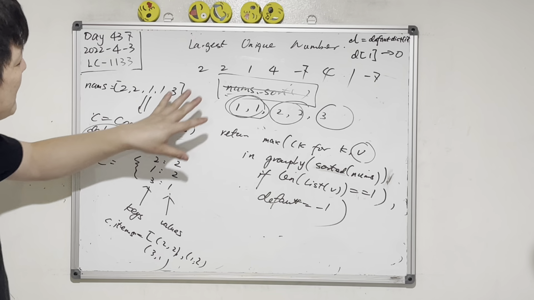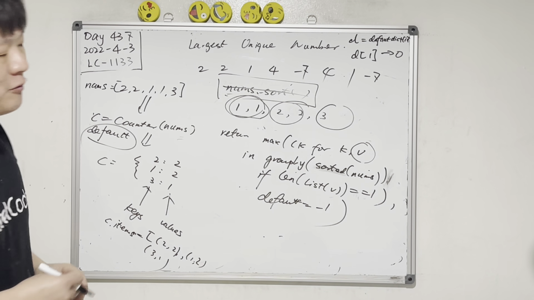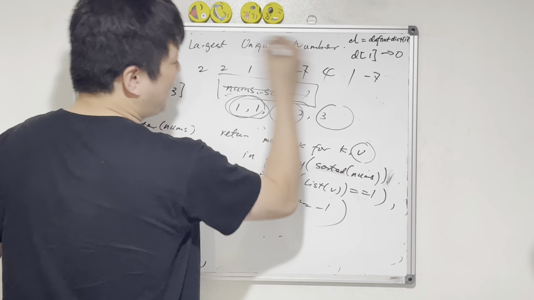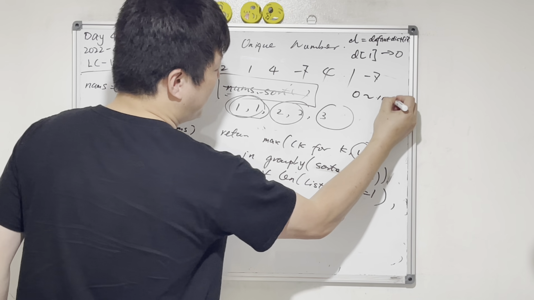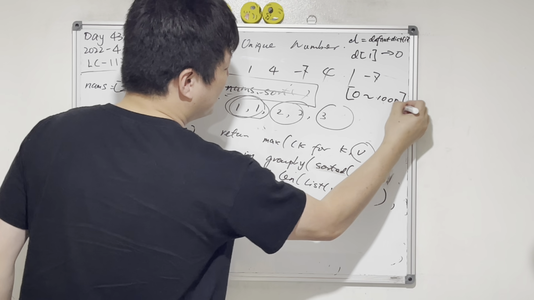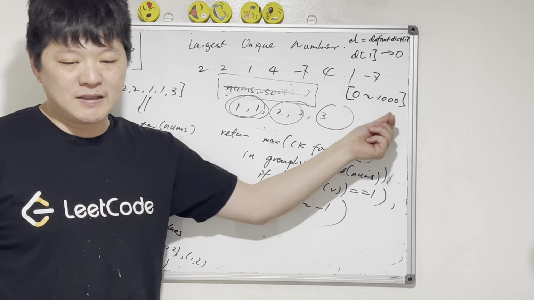Okay, so if we say these numbers are between 0 and 1000, what can we do if these values are between 0 and 1000?